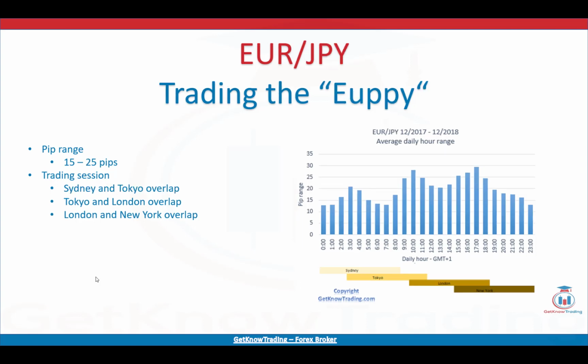Now we have Euro and Japanese yen, which have 15 to 25 pips range, and it is good to trade the pair during Tokyo and Sydney overlap, and Tokyo and London overlap, and when the London and New York overlaps. What you have seen up to now is that Euro is mostly traded during London and New York session, and that is because majority traders that trade Euro are active when the London session is active. That is normal because traders that use Euro as their currency tend to trade more Euro than other currencies.